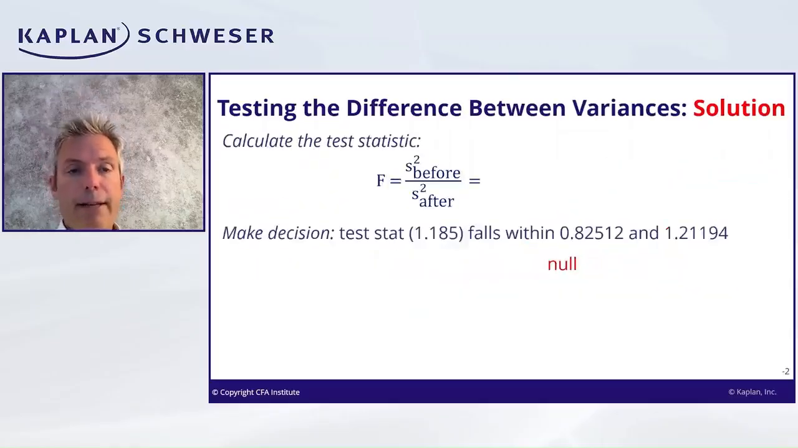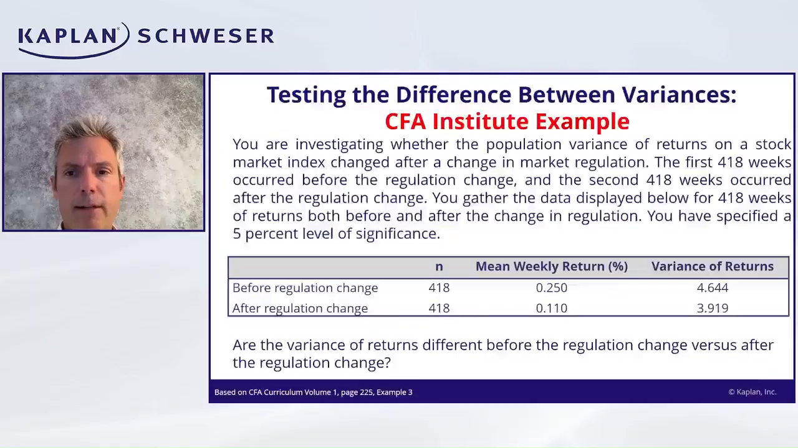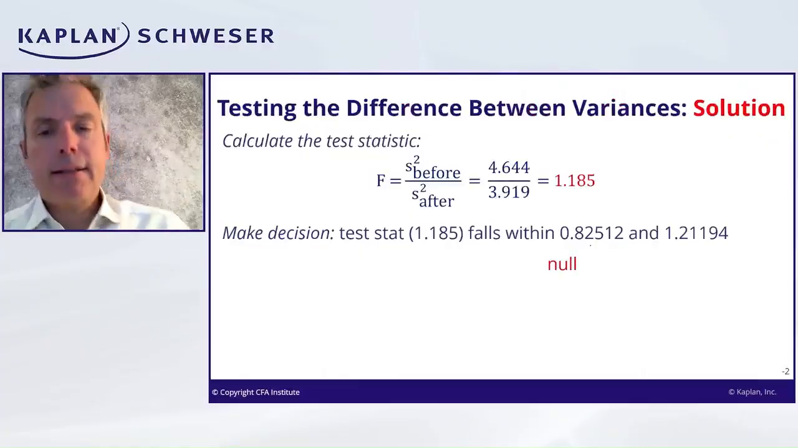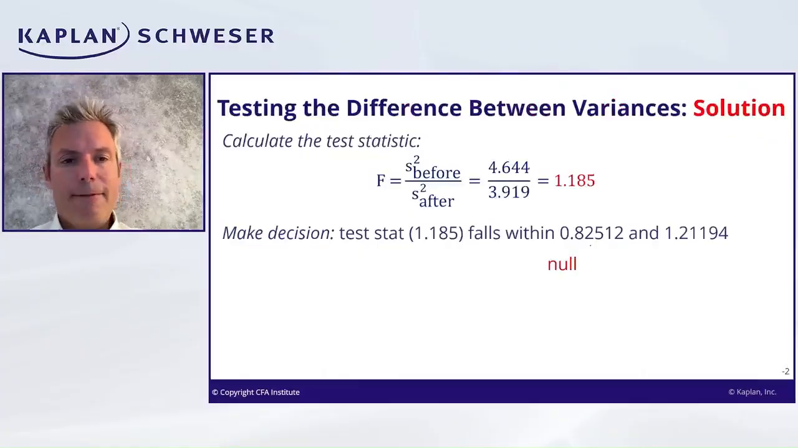So now all there is left to do is to calculate your test statistic and compare it to your critical values like we do in every other test. So take the ratio of your sample variances. Remember, your sample variances were given in the table, 4.644, 3.919. They were given to us here. We did label them earlier on. And so you can compare those and you get 1.185.